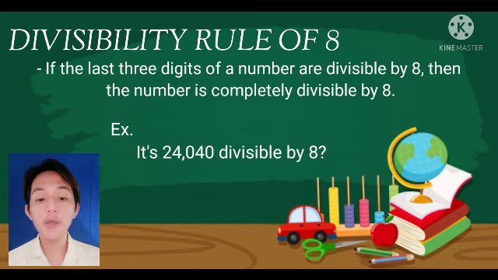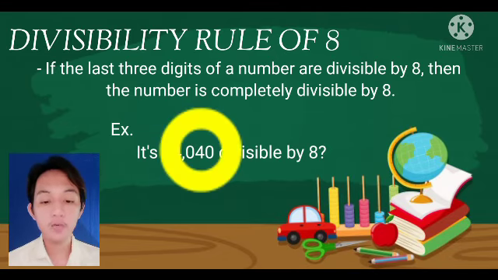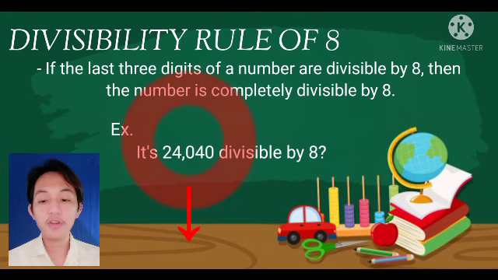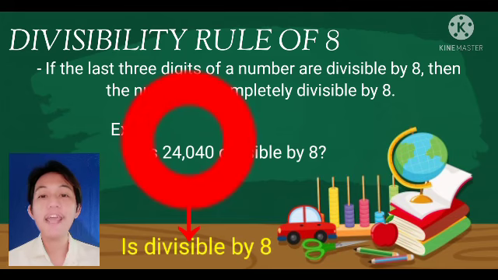To check whether 24,040 is divisible by 8, we need to take a look at the last 3 digits, then divide it by 8. So, in 24,040, we get 040, then divide it by 8, which is 5. Because the last 3 digits, 040, are divisible by 8, the original number 24,040 is also divisible by 8. And that's the divisibility rule of 8.